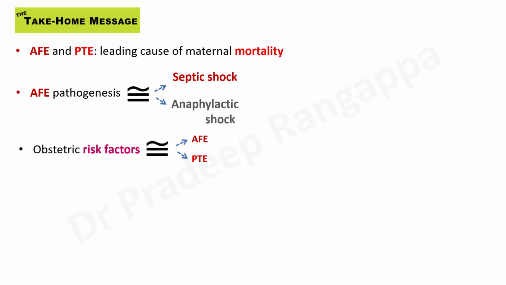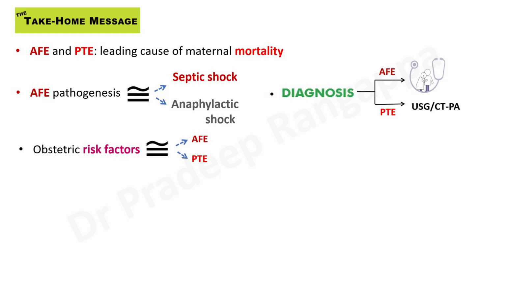The obstetric risk factors are very similar in amniotic fluid embolism and pulmonary thromboembolism: uterine atony, postpartum hemorrhage, placenta previa, abruptio placentae, uterine tears, instrumentation, male fetus. All these are very common for both. Diagnosis of amniotic fluid embolism is mainly clinical, looking at those three distinct presentations. For PTE, one could contemplate doing ultrasound or CTPA to identify pulmonary thromboembolism.